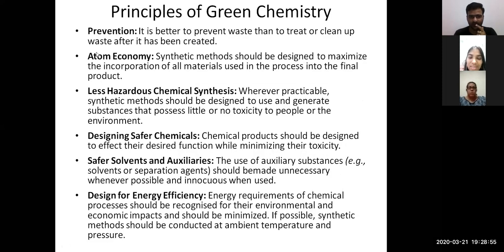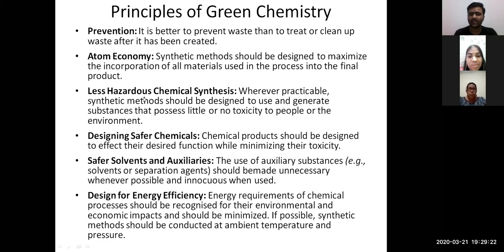And these 12 principles can, in brief, just be put together as prevention. Prevention is always better than trying to come out with some viable solution. There's a very important part on atom economy, and we will be discussing atom economy in quite some detail, because atom economy and environmental factor, or E factor, also called effluent factor, are among the main takeaways from the green chemistry principles.